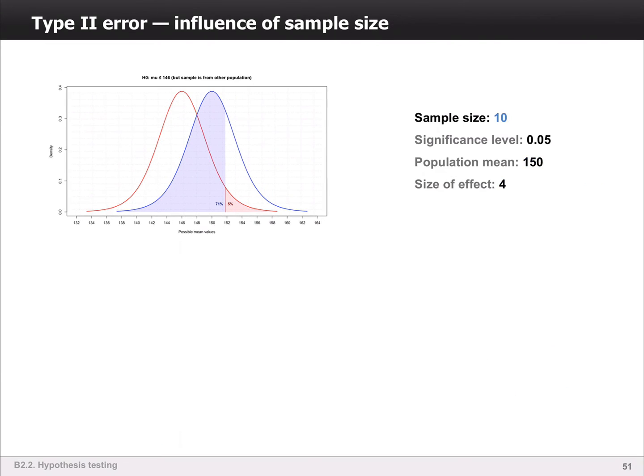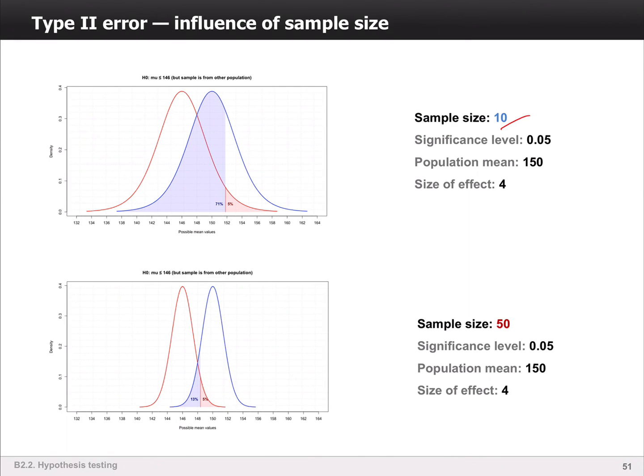So the second very important parameter is the influence of the sample size. In this case, again, we have sample size 10. What happens if we take not 10 glasses of water, but 50? Okay, so that's the new sample size. Look, again, the standard deviation is the same, the significance level is the same, the population mean and size of effect are the same. We just took the bigger sample. We just went and took more glasses of water from this river. Now the spread, the confidence interval, is much smaller. The uncertainty is smaller. And therefore the beta, the probability for type 2 error, is only 13%.